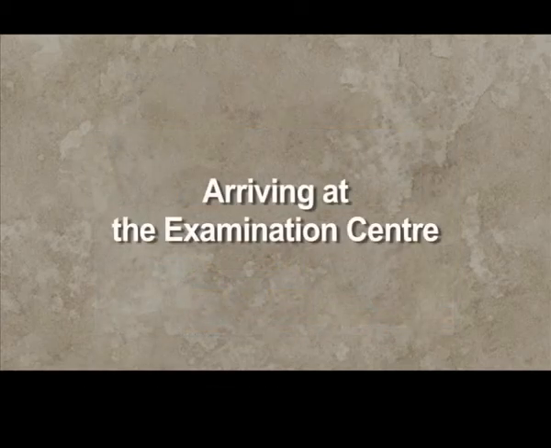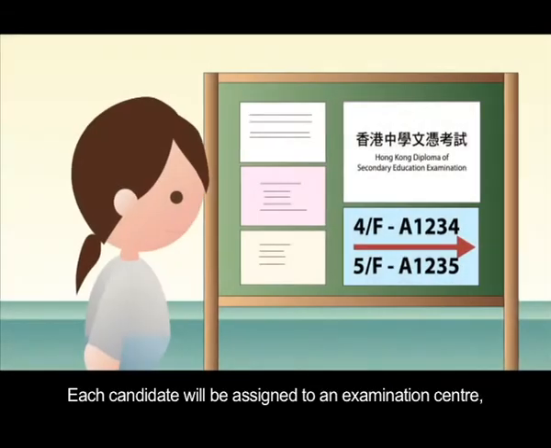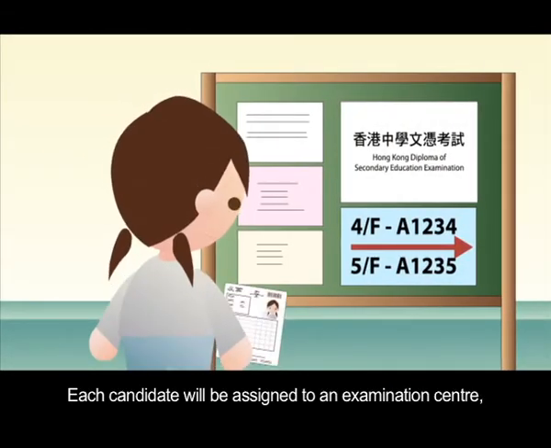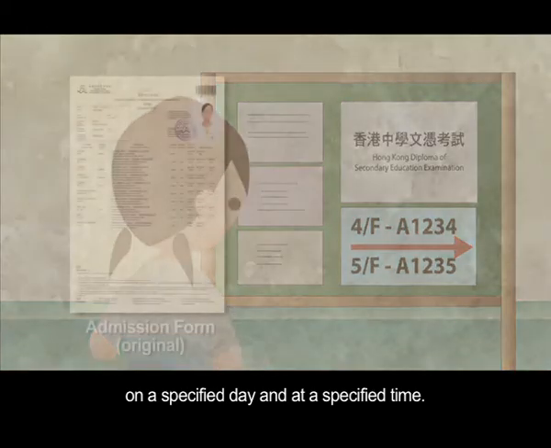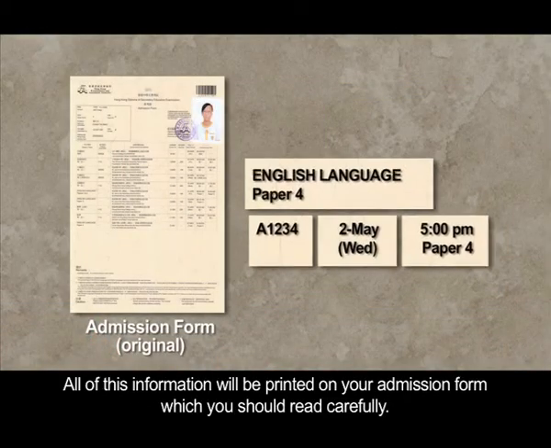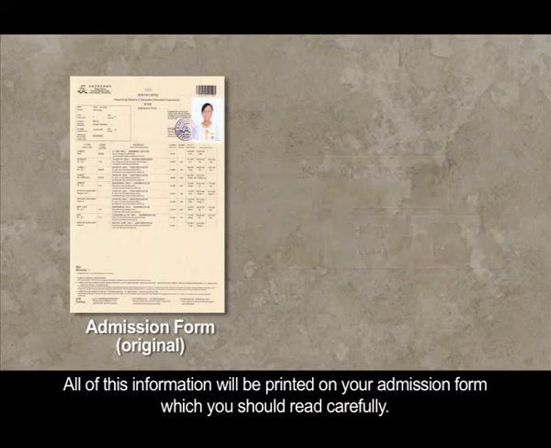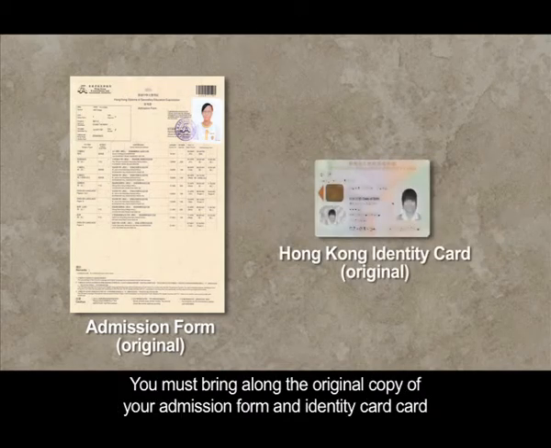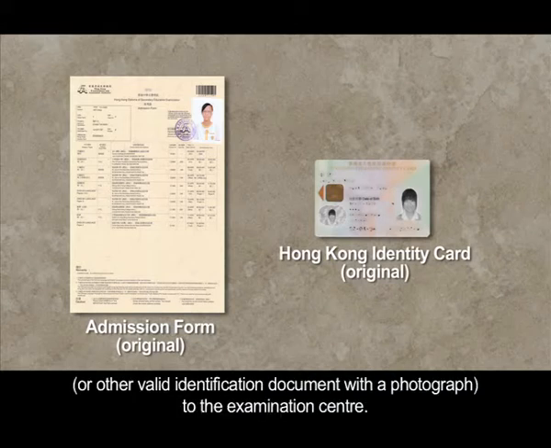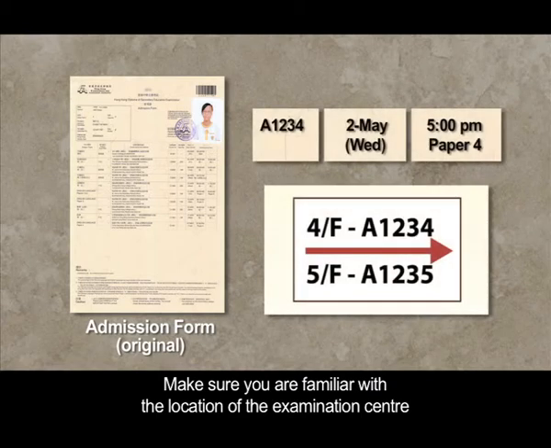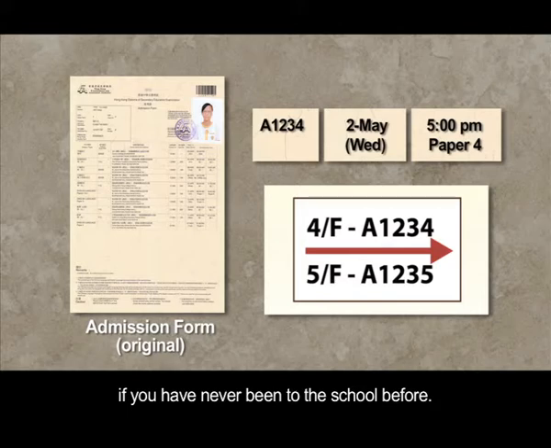Arriving at the examination center. Each candidate will be assigned to an examination center on a specified day and at a specified time. All of this information will be printed on your admission form, which you should read carefully. You must bring along the original copy of your admission form and identity card, or other valid identification document with a photograph to the examination center. Make sure you are familiar with the location of the examination center if you have never been to the school before.